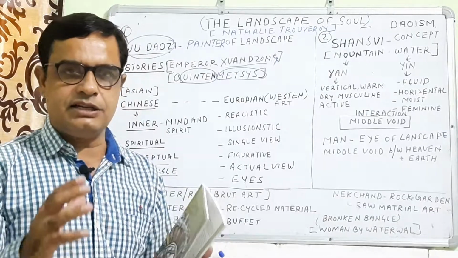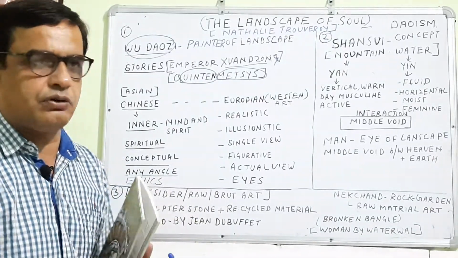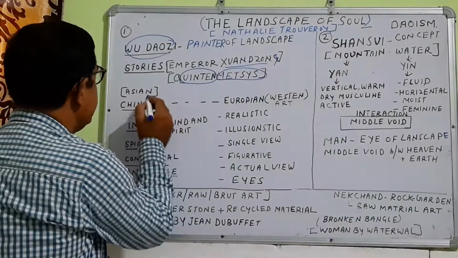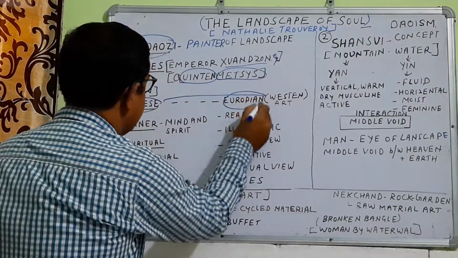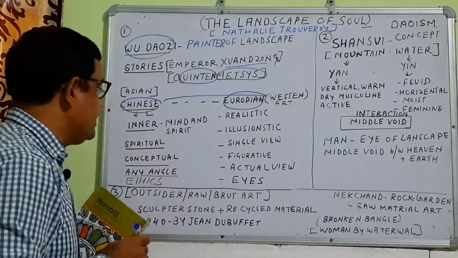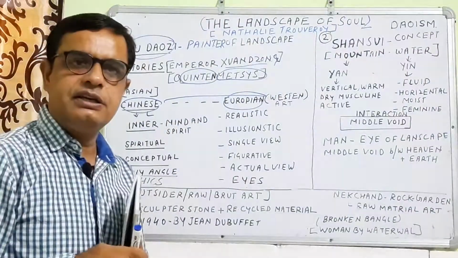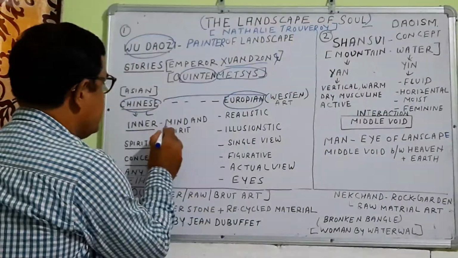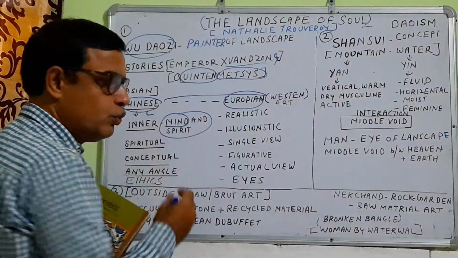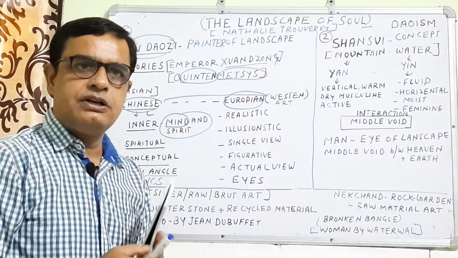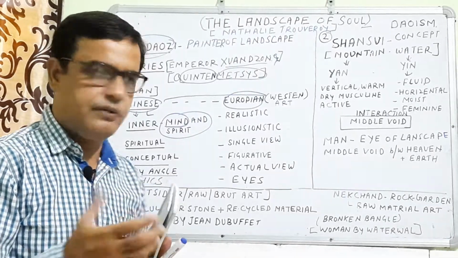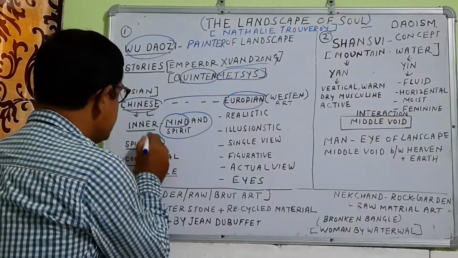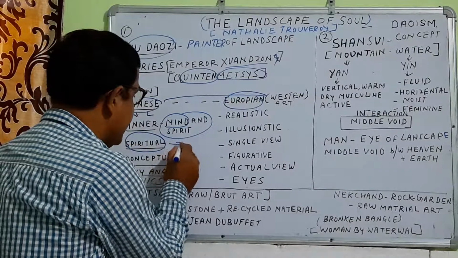Now students, let us discuss the second part of the story. What is the difference between Chinese painting and European painting? Chinese paintings are based on the mind and the spirit. We have to understand through the mind, through the spirit, through the soul, and these are based on the spiritual concept of life.